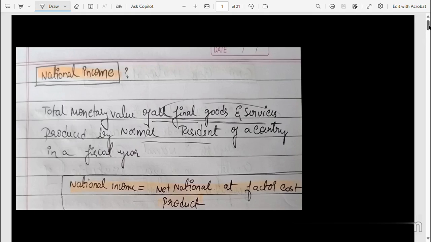Welcome to the economics class part 1. In this class, we will be looking through some of the important terms which have been asked in the exam. So, beginning with, we have national income.